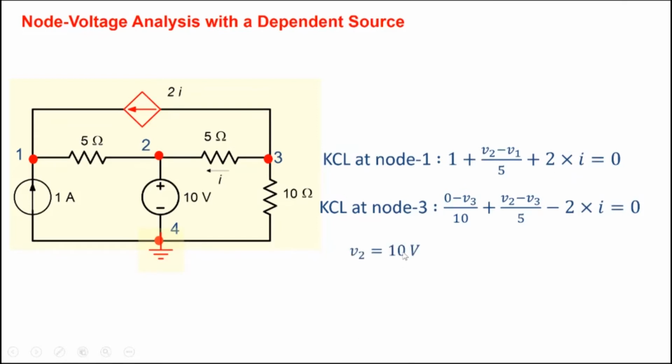V2 is equal to 10 volts. And then this I that is here, we can write as V3 minus V2 by 5. So wherever you see I, you can substitute this equation. Eventually you end up with two unknowns, the node voltage here and the node voltage here, and two equations, and you can solve them to get the answer you're looking for.